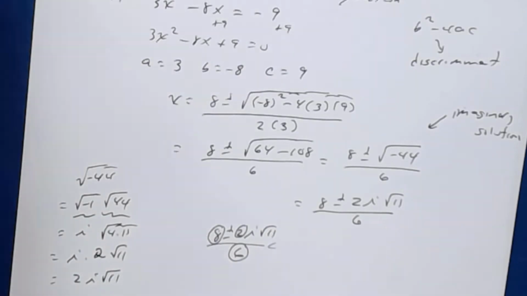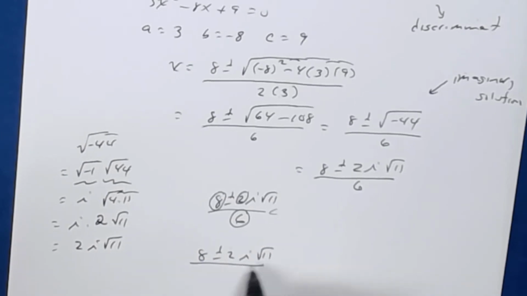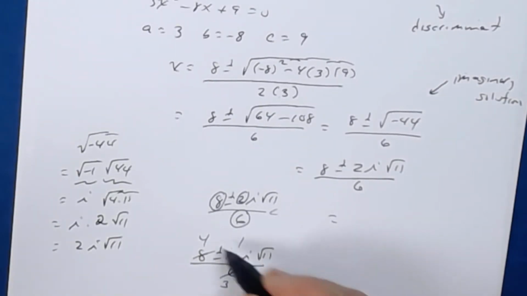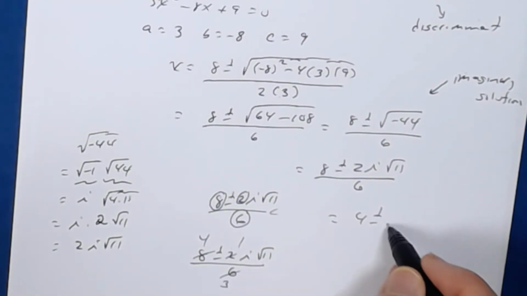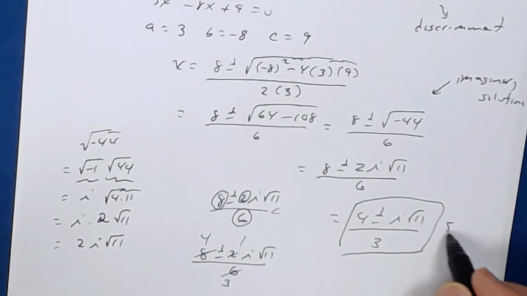What that means is I can simplify by reducing. So basically, 2 into 8 is 4, 2 into 2 is 1, 2 into 6 is 3. And so this right here becomes 4 plus or minus 1 times i square root of 11, which is i square root of 11, all divided by 3. And that's your answer. So that will be your solutions.